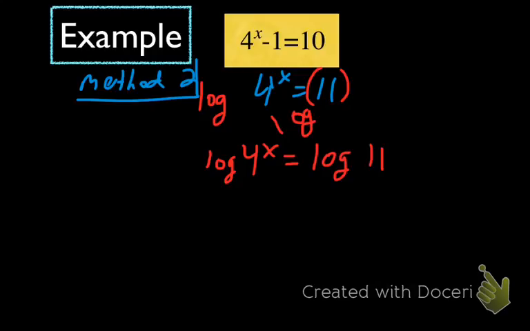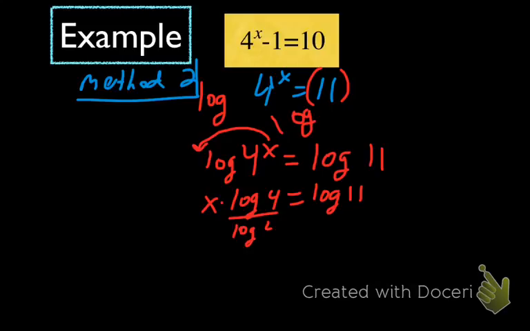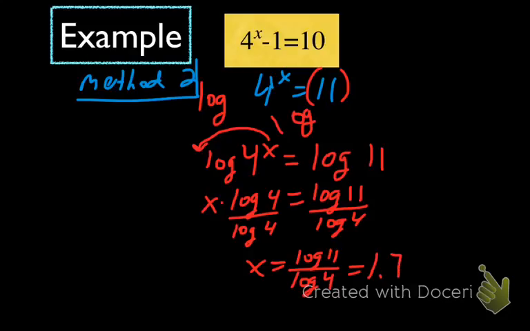And then what can I do with that x? Now I can take this x and put it out in front. So it becomes x times the log of 4 equals the log of 11. The log of 4 is just a number, something I put in my calculator, so I'm going to divide both sides by the log of 4. And I get x equals the log of 11 divided by the log of 4, which is hopefully what we had before, 1.73.